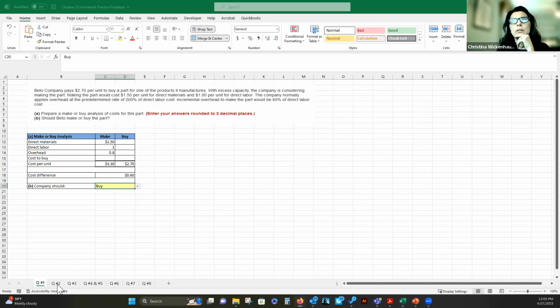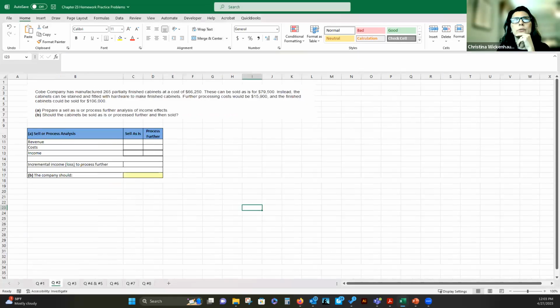Okay, moving on to question 2. We have Kobe Company has manufactured 265 partially finished cabinets at a cost of $66,250. These can be sold as is for $79,500. Instead, the cabinets can be stained and fitted with hardware to make finished cabinets, but further processing would cost $15,900. But the finished cabinets could be sold for $106,000. So we're going to figure out what's best here.